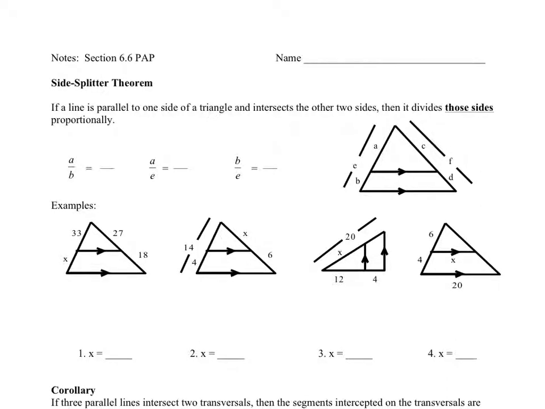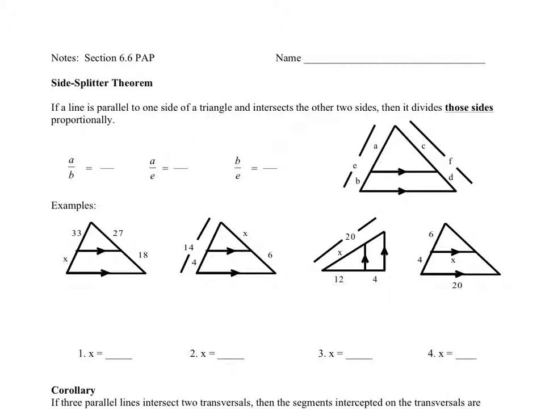In this video, we'll be looking at some various theorems that help us set up proportions to find missing sides on triangles. So the first one is called the side splitter theorem. And it says if a line is parallel to one side of a triangle and intersects the other two sides, then it divides those sides proportionally.